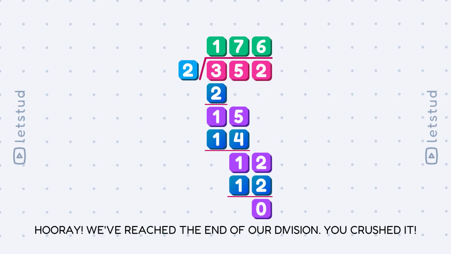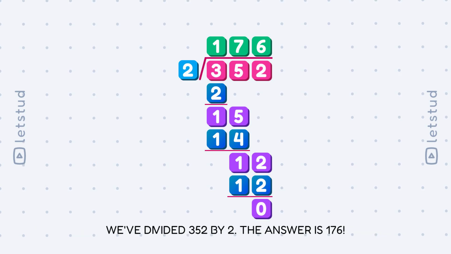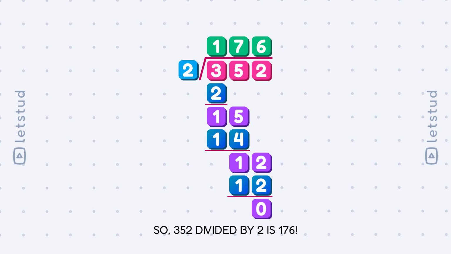Hooray, we've reached the end of our division, you crushed it. We've divided 352 by 2, the answer is 176. So 352 divided by 2 is 176.